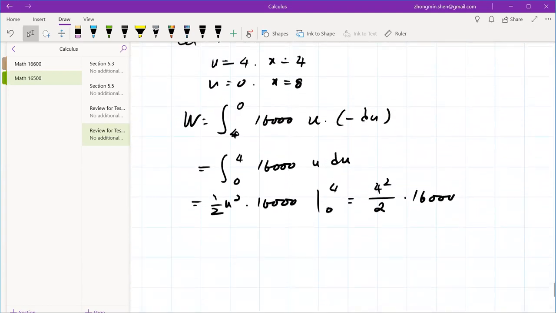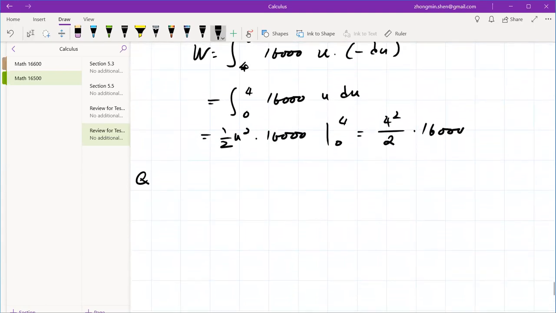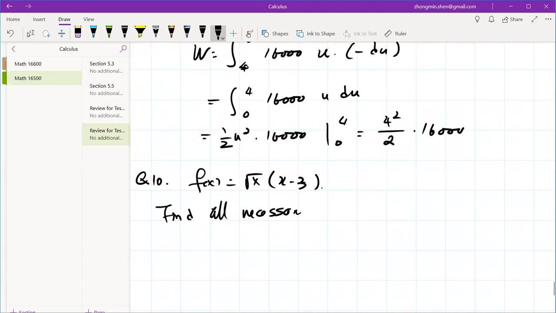All right. Let's try the next one. This will be the last problem. Yeah, you are asked to sketch the graph and find the necessary information.